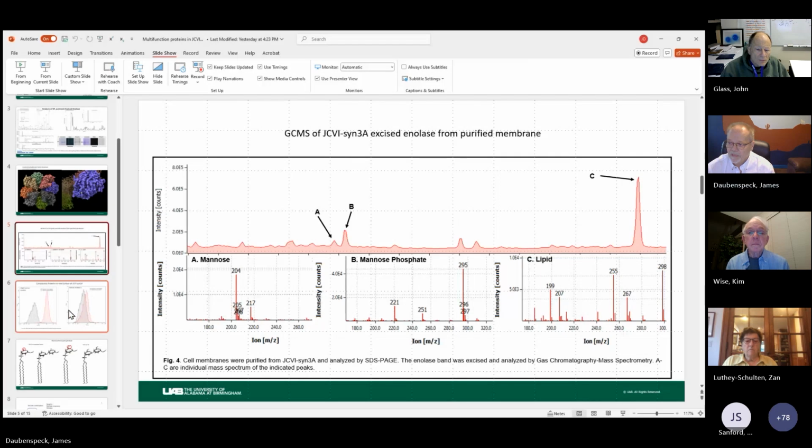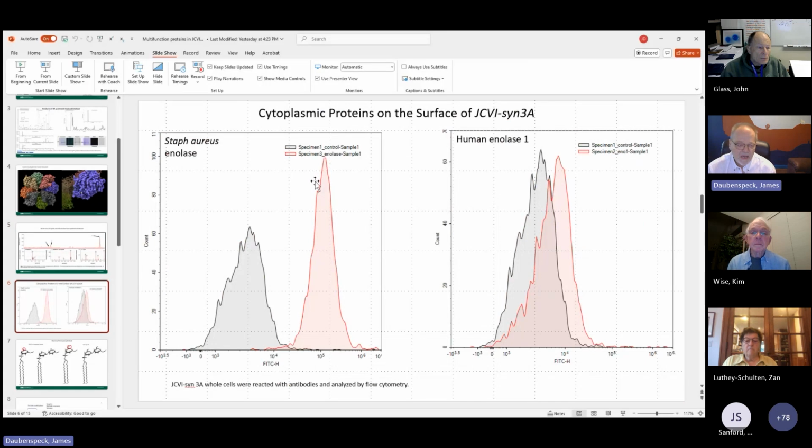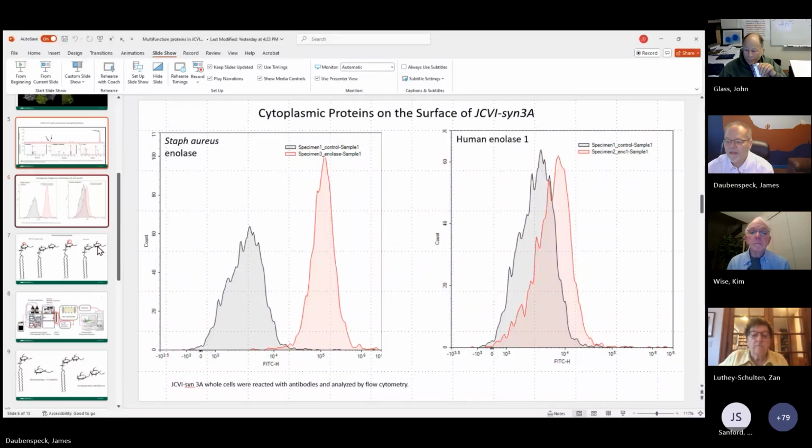Okay. Now we know some of these enzymes are on the outside of the cell, and this is just antibodies that were raised against either Staph aureus enolase or human ENO1 and reacted with whole cells from JCVI-Syn3.0. You can see we get a very strong reaction with Staph, and although it's kind of mild, we get a reaction with the ENO1 antibodies.